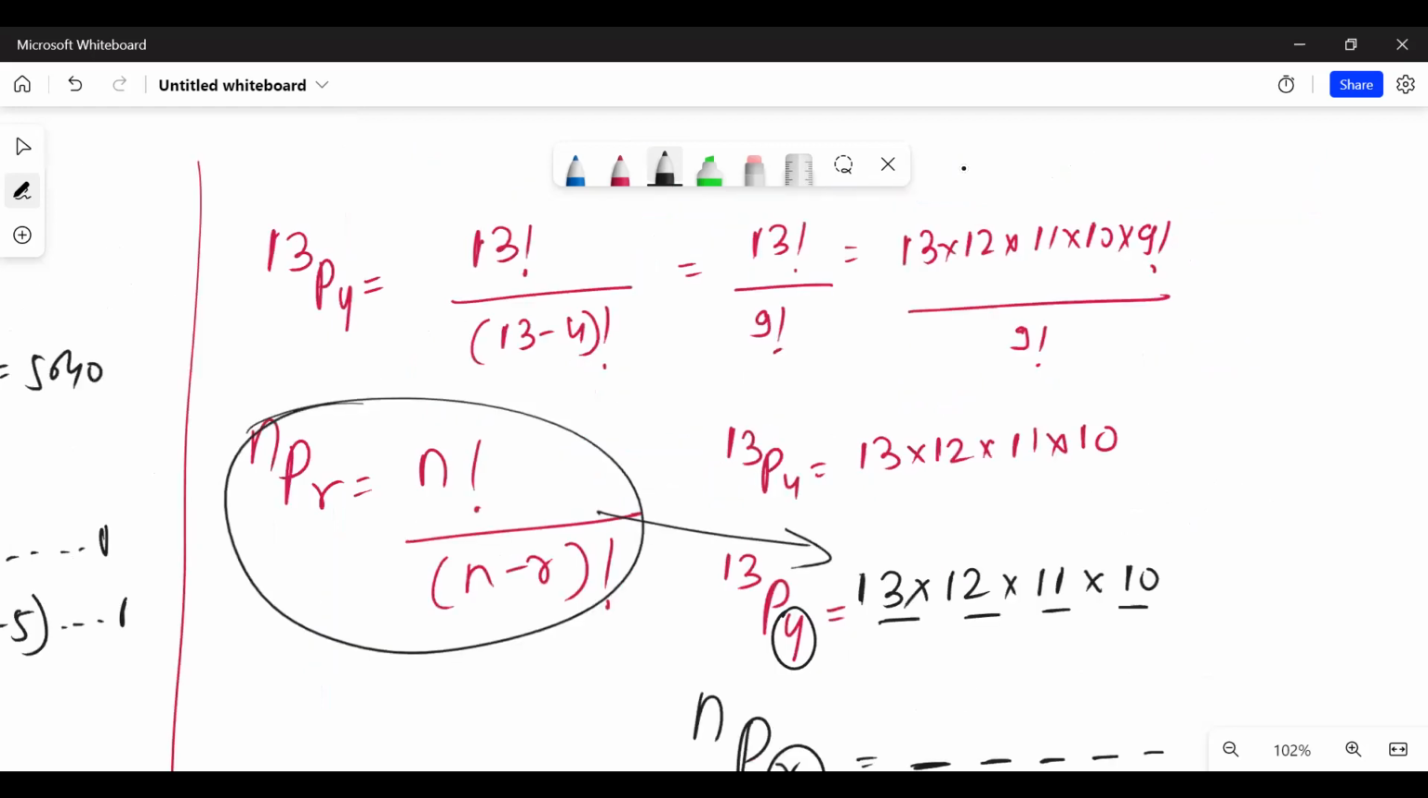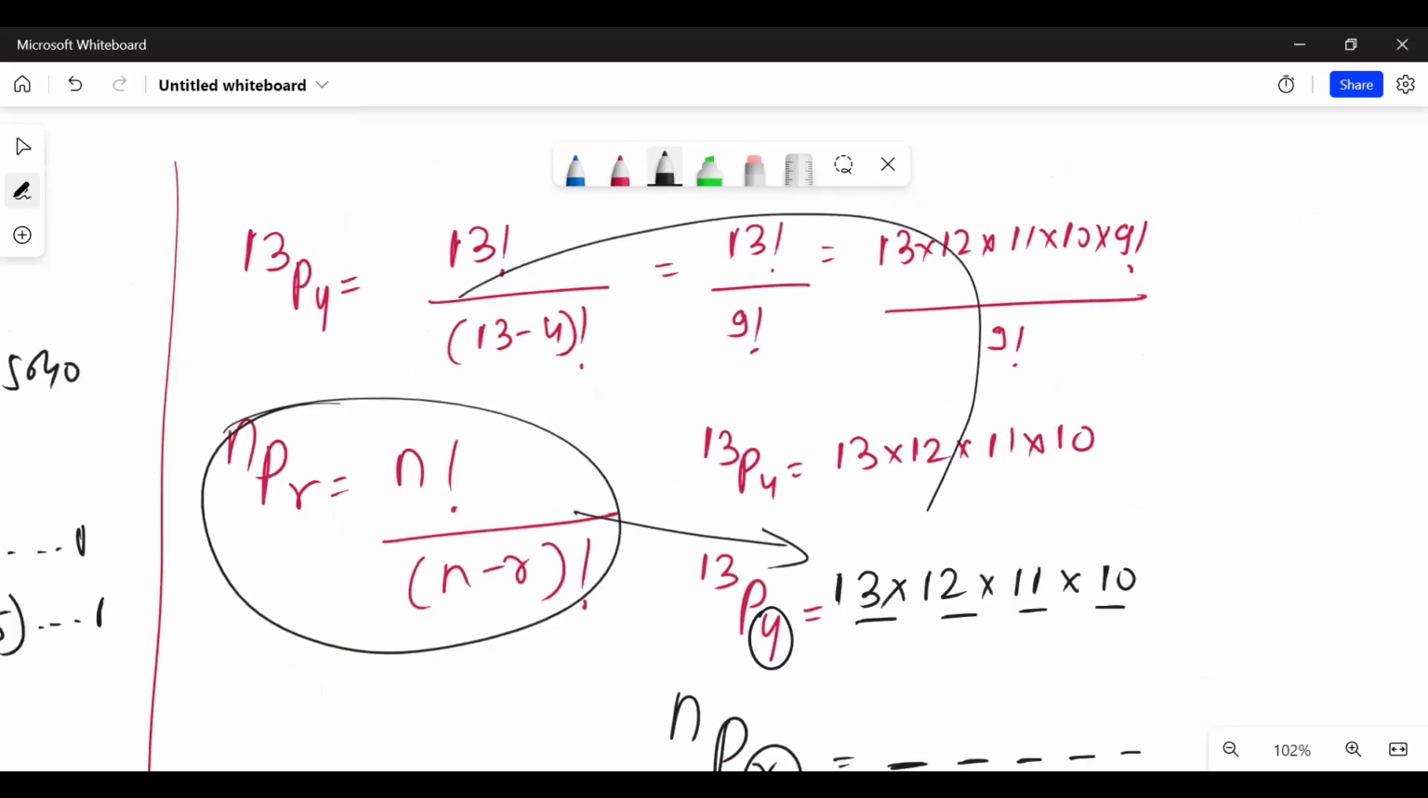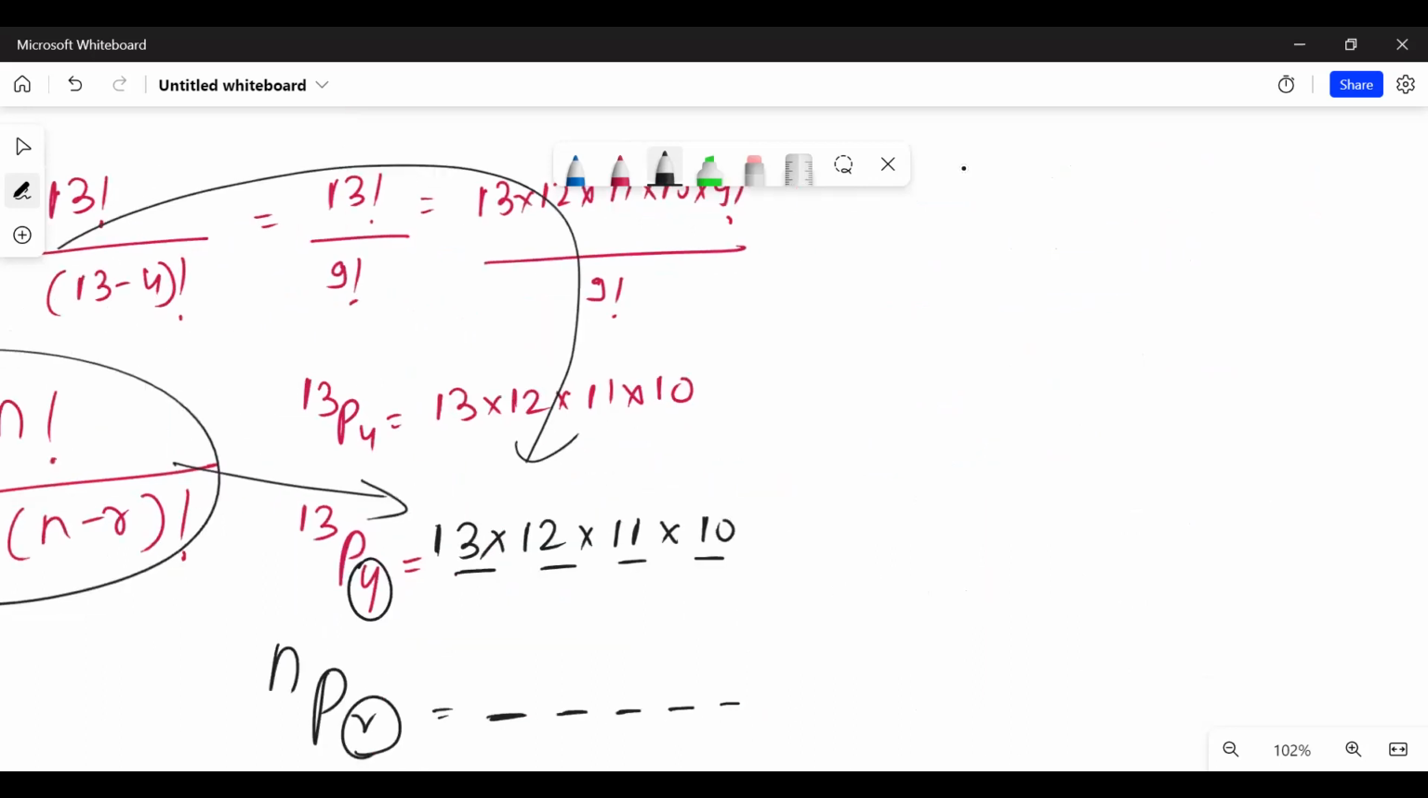So no need to do all these steps. No need to waste your time doing all the steps. You just remember this. If I am asking you what is 13P5, I'll draw 5 dashes. Do this in mind. First time I'm doing for you: 17 into 16 into 15 into 14 into 13. 1, 2, 3, 4, 5. This would be my answer.